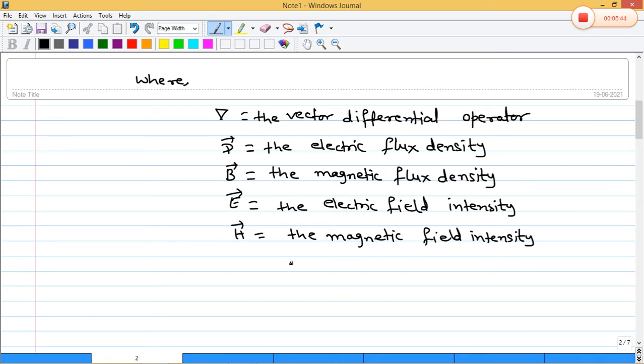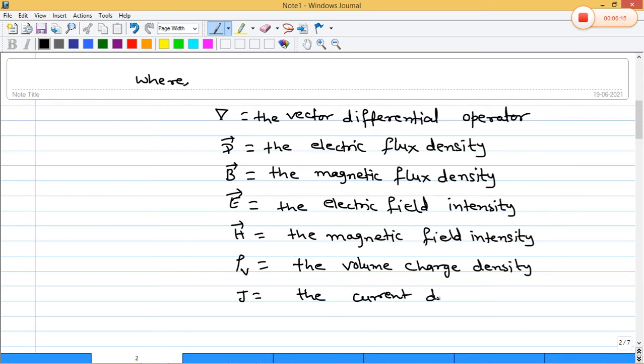And what is rho v? Del dot D equals rho v is written, no? So what is rho v? Rho v is the volume charge density. And what is J? J is the current density.